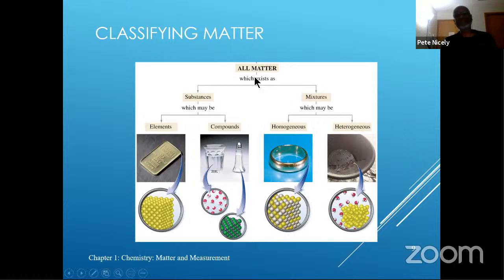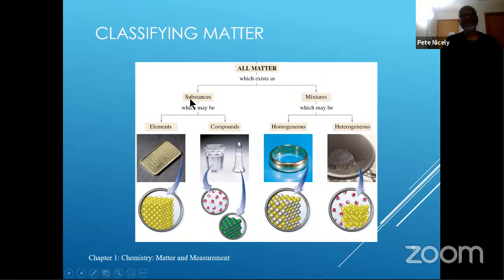Okay, so we talked about matter the last time, and if you remember anything from your introductory chemistry course, you'll know that matter is anything that has mass and volume, right? So it's all the material stuff that exists in the universe. Now, we can categorize matter into two categories. We have what are known as pure substances, and then we have what are known as mixtures, right?